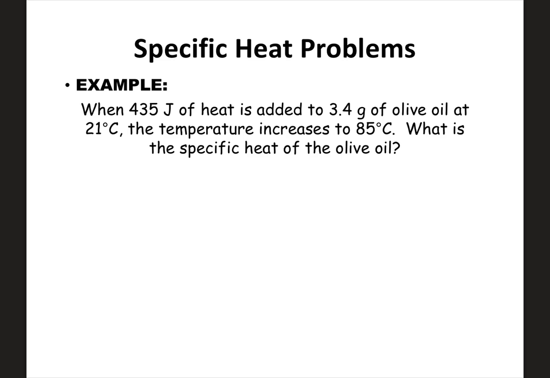So for this example, it says when 435 joules of heat is added to 3.4 grams of olive oil at 21 degrees Celsius, the temperature increases to 85 degrees Celsius. What is the specific heat of the olive oil? All right, so we immediately know we have to use our Q equals mc delta T equation. And you have to figure out what letter am I solving for. Typically for these problems, you're going to be solving for one of the letters, and that means you know everything else in the problem here. So the question is asking us to find the specific heat of the olive oil.